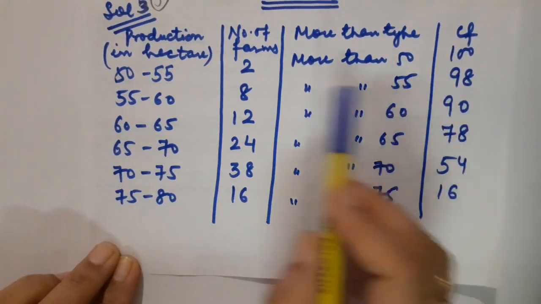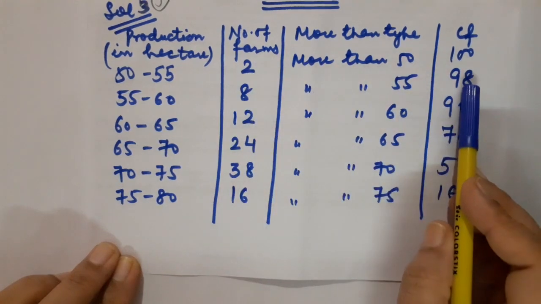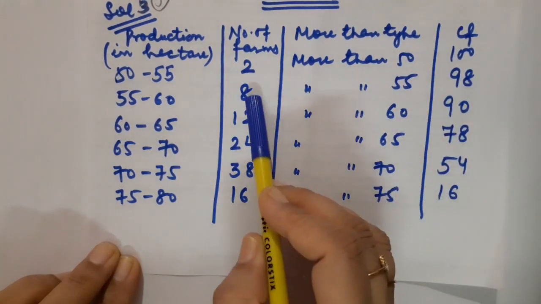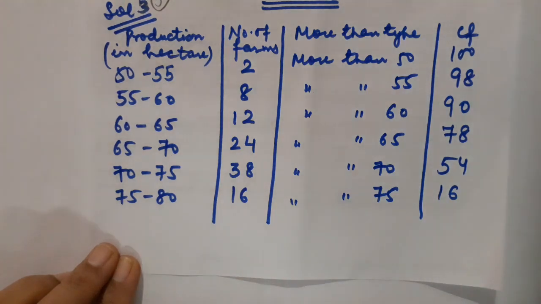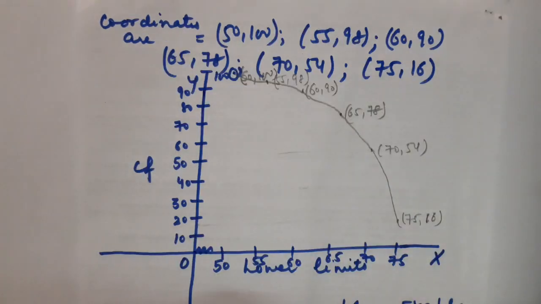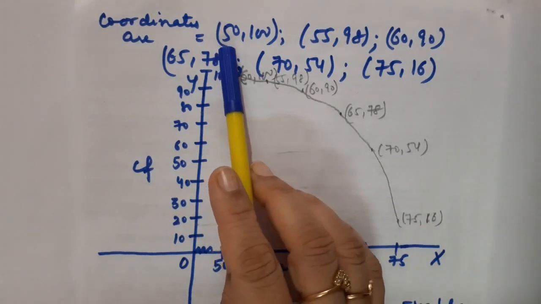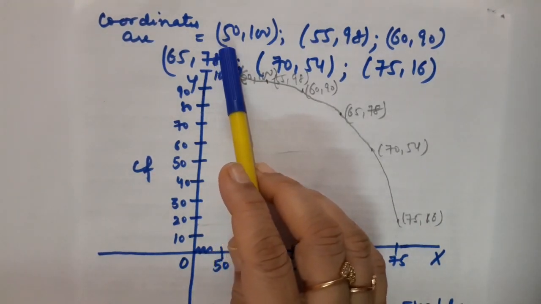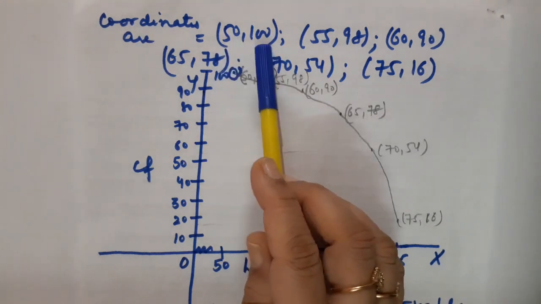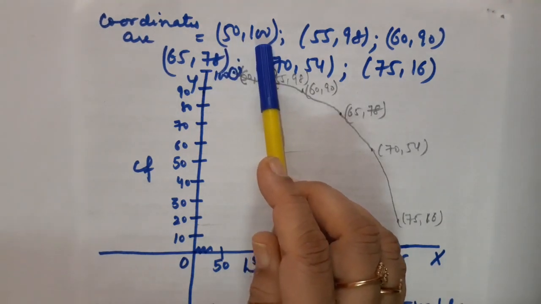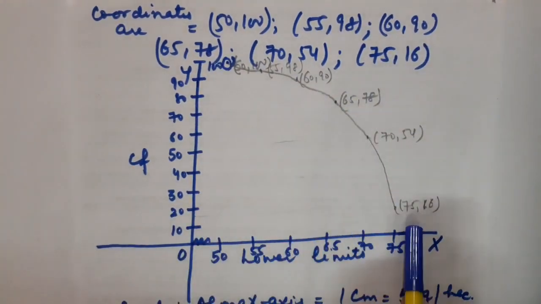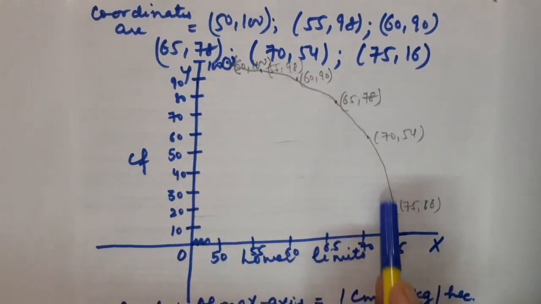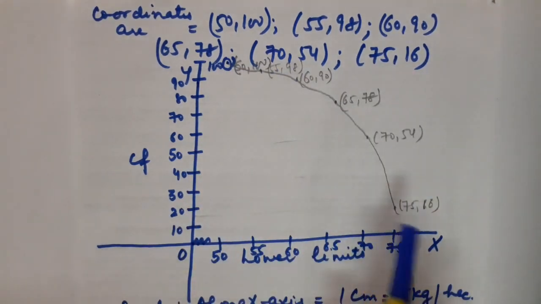When I took more than 55, then this 2 will not be included, that is 98. More than 60, 8 will not be included, that is 90. In the same manner the table is here. Now I am going to draw its more than type ogive. But before that you must know that whatever are the lower limits will be taken as x coordinate, and whatever are the cumulative frequencies will be considered as y coordinate. On the basis of that, the coordinates are here and the plotting has been done, and you know that in more than type the graph always goes in the downward direction.